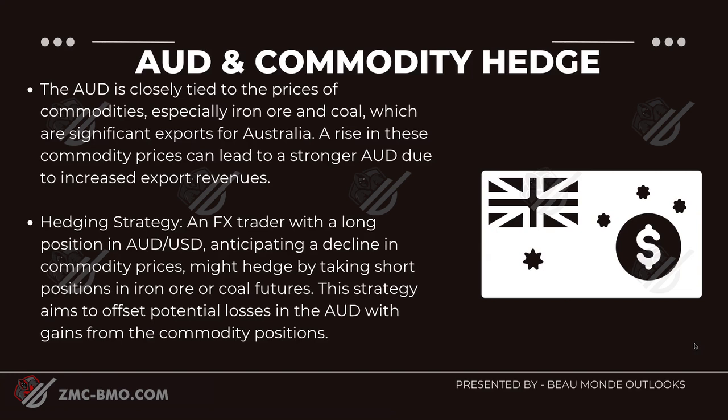Now, the Australian dollar and commodity hedges. The Australian dollar is closely tied to the prices of commodities, especially iron ore and coal, which are significant exports for Australia. A rise in these commodity prices can lead to a strong Australian dollar, which of course leads to increased export revenues. How do you hedge this? Well, an FX trader with a long position in AUD/USD, anticipating a decline in commodity prices, might hedge by taking short positions in iron ore or coal futures, or even copper. This strategy aims to offset potential losses in the Aussie with the gains from the commodity positions.